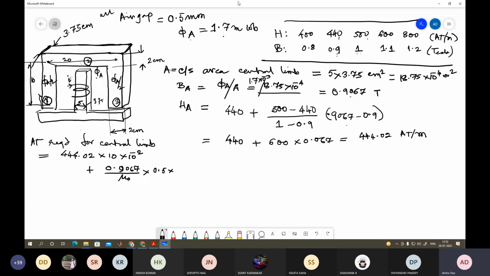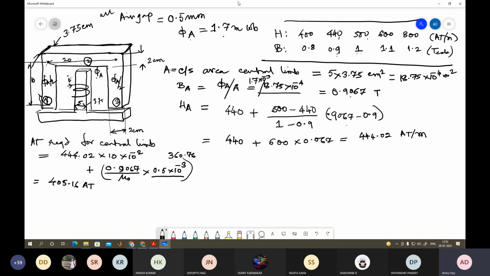So for this one, now what is left? Left is this. This is 10. This is again 10. This is again 10, and there is the air gap. Okay, so 10 plus 10 plus 10, it is 30. 30 centimeter is the length of the magnetic material, and the rest is for the air gap. So that AT now we have to find out.